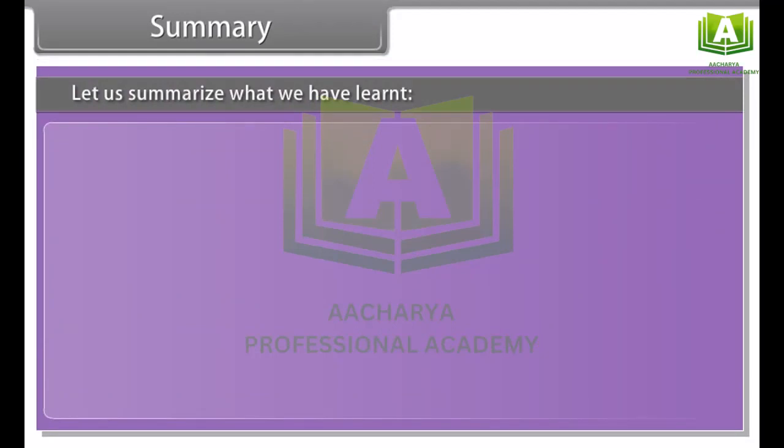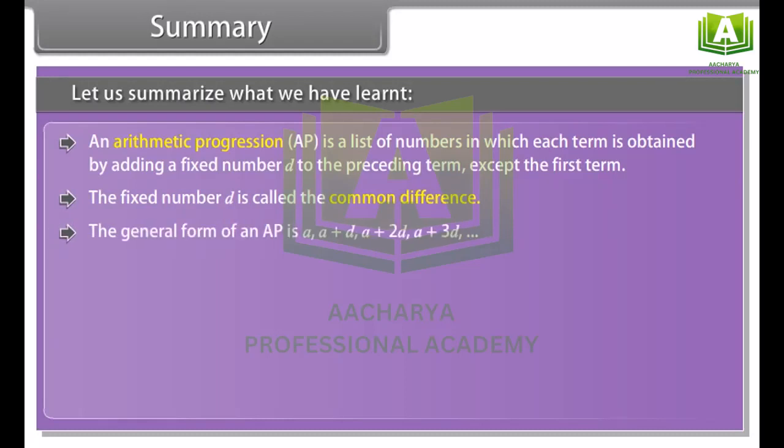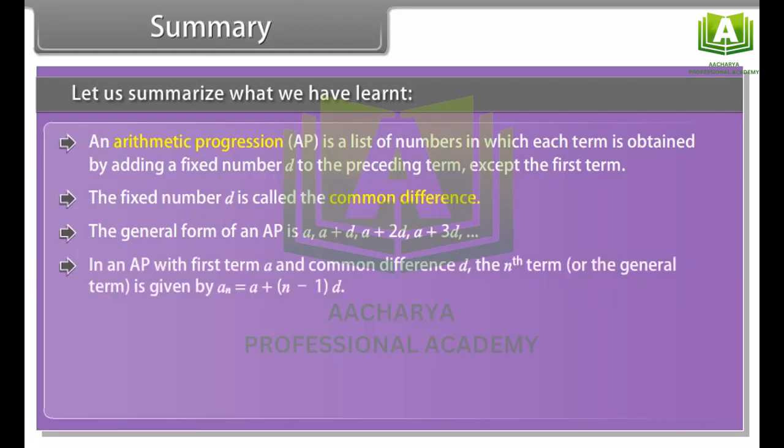Summary. Let us summarize what we have learned. An arithmetic progression, AP, is a list of numbers in which each term is obtained by adding a fixed number d to the preceding term, except the first term. The fixed number d is called the common difference. The general form of an AP is a, a plus d, a plus 2d, a plus 3d, and so on. In an AP with first term a and common difference d, the nth term, or the general term, is given by an is equal to a plus (n minus 1) into d.